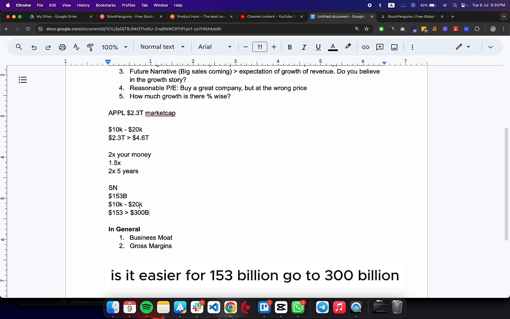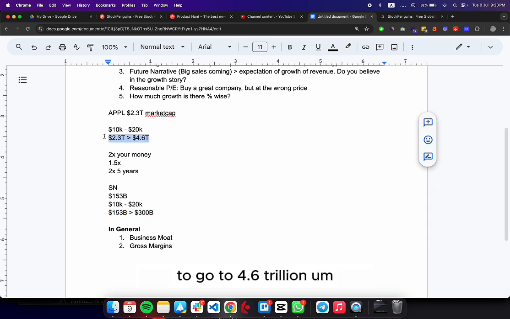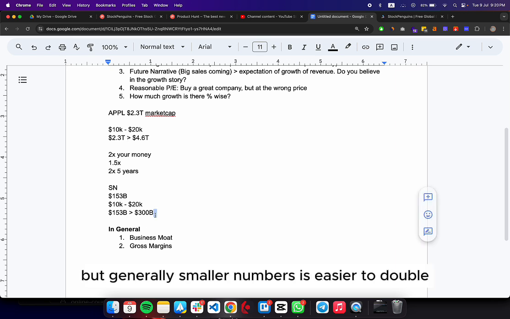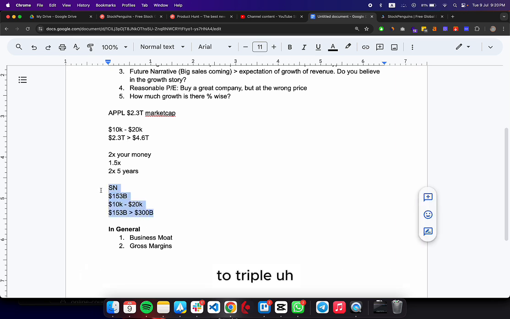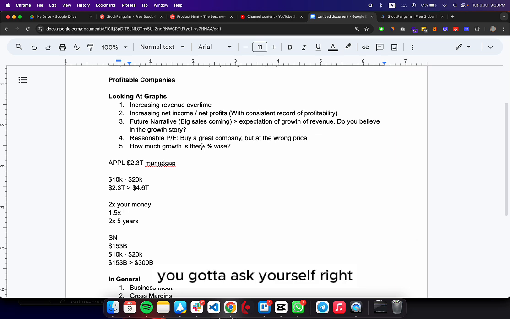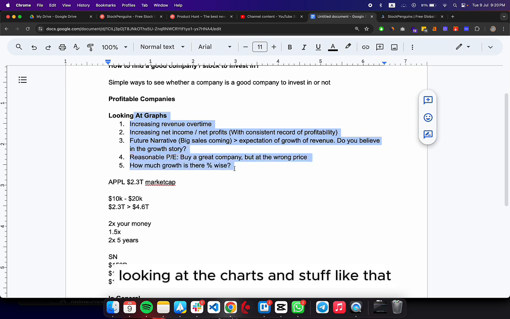Is it easier for 153 billion to go to 300 billion, or is it easier for 2.3 trillion to go to 4.6 trillion? You can judge based on that, right? But generally, with smaller numbers, it's easier to double, to triple, to 5x. So it depends on how aggressive you want to be, but you've got to ask yourself, how much growth is there? Okay, so these are like looking at the graphs, looking at the charts and stuff like that.